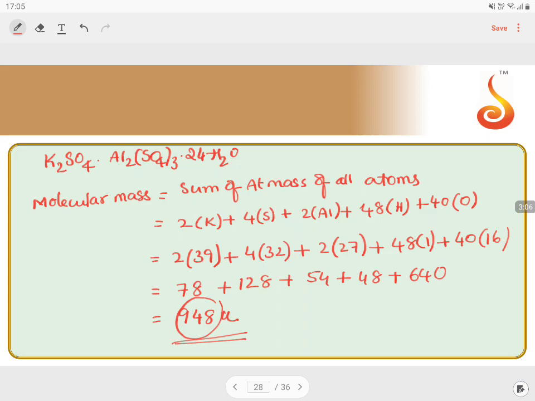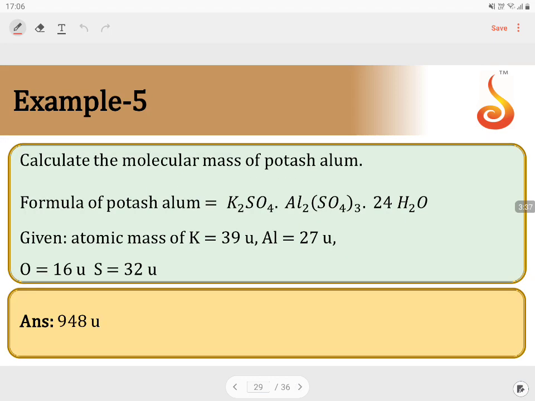So this is going to be the mass of potash alum. Potash alum is a very important alum used for coagulation of blood and for purification of water. It is one of the basic important components which is rich in cations. We particularly use it in colloidal systems. So the molecular mass of potash alum is found to be 948 unified mass, and that is our answer.